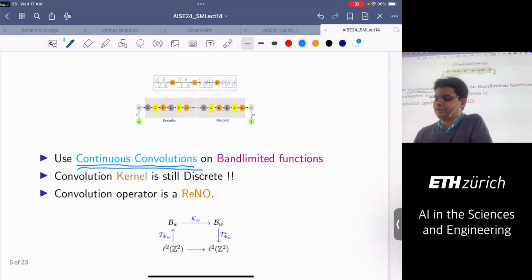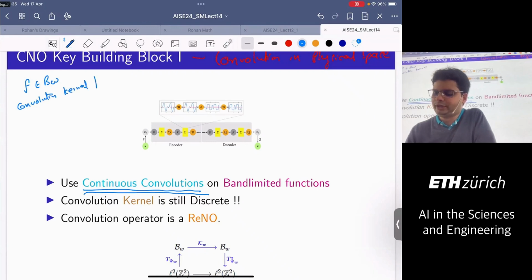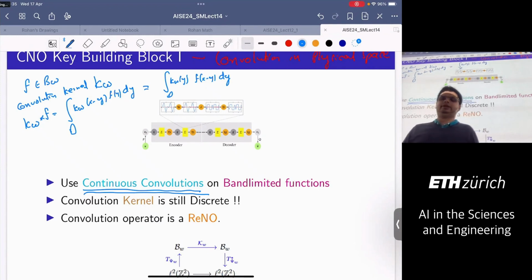So in other words, you have to do a convolution. You have f, which belongs to band-limited functions. You have a convolution kernel k_w, as before. And then you have to do a convolution. So k_w star f is nothing but the integral over D of k_w(x minus y) f(y) dy, which could be the same as the integral of k_w(y) f(x minus y) dy. So this is in the function space, right? But we have to do something at the discrete level.